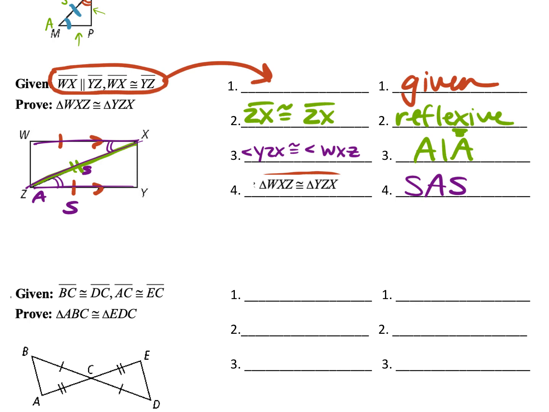A lot of people mix up just what A and S stands for. A stands for what? Angle. S stands for side. So make sure you're talking about angles and sides.